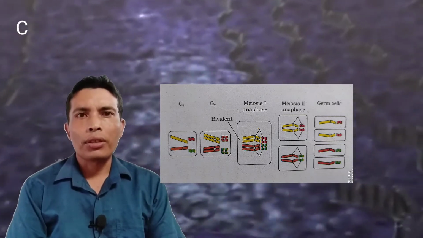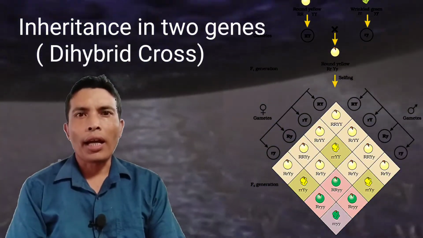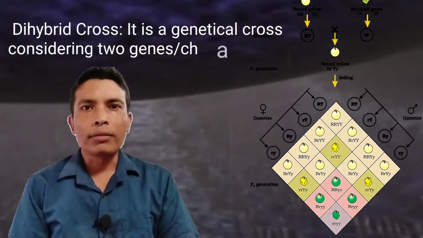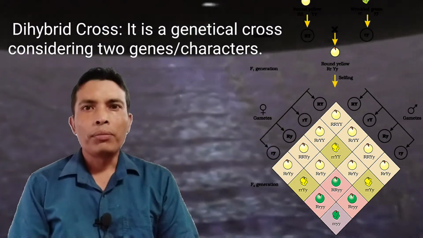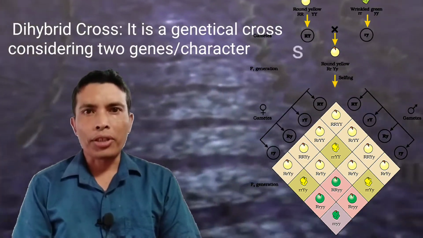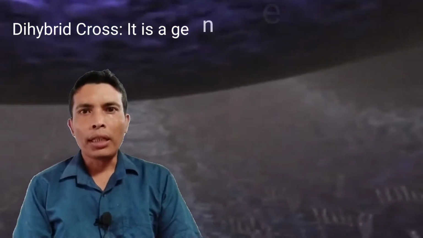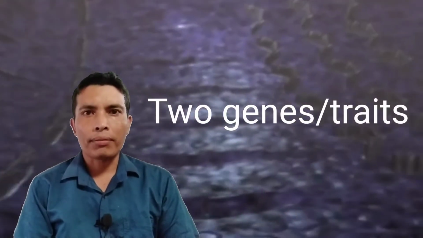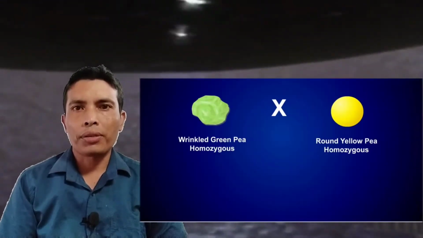Inheritance in two genes is also known as dihybrid cross. Dihybrid cross is a genetical cross between individuals of a species considering the inheritance of contrasting pairs of two traits. Let us have an example of a dihybrid cross.